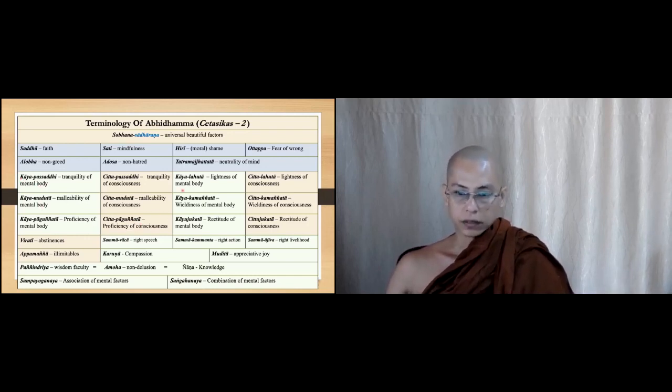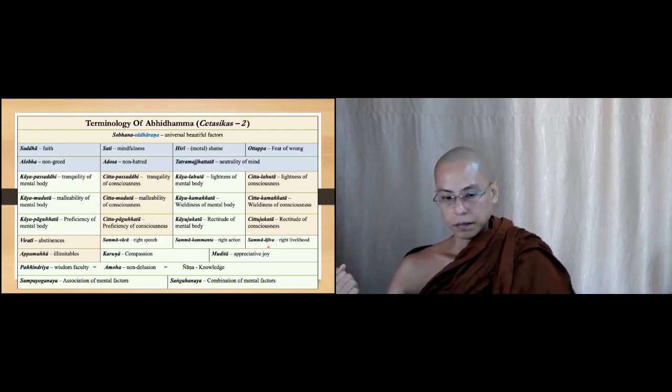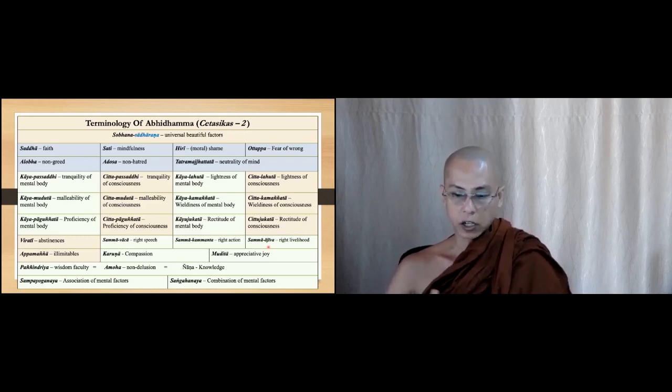Okay, now we will continue with another type of Cetasika, Virati, abstinence. This Virati includes Samma Vacha, Samma Kamanta, Samma Ajiva. When we study about the Magga, the Attangika Magga, the eight parts of the path to enlightenment, these three are some of the parts. This is called the Sila: Samma Vacha, Samma Kamanta, Samma Ajiva.